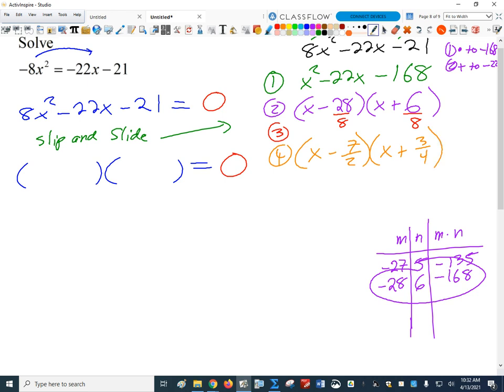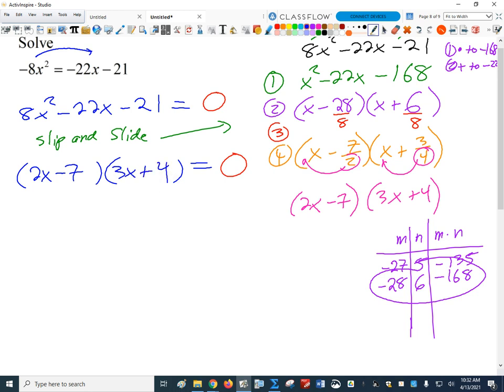And then last step, slip and slide. What do I slide? There we go. I could slide the 2 up front and slide the 4 up front. And I get 2x minus 7 times 3x plus 4. Those are my factors. There we go. So 2x minus 7 times 3x plus 4. And now I just apply the zero product property, right? Set those equal to 0 and solve.